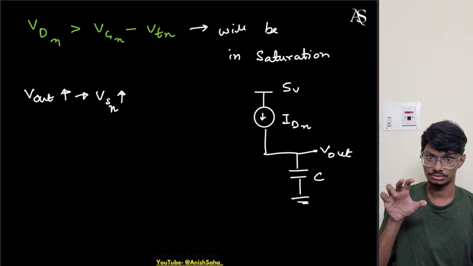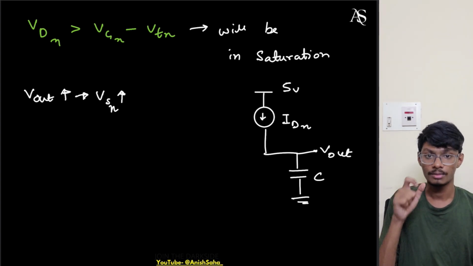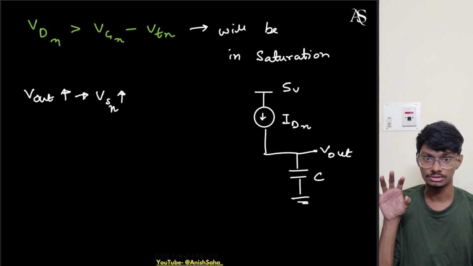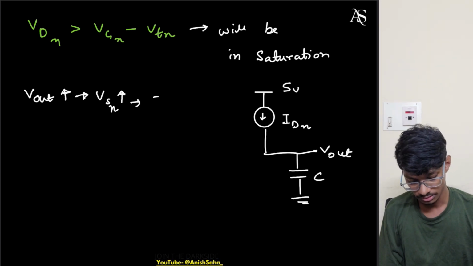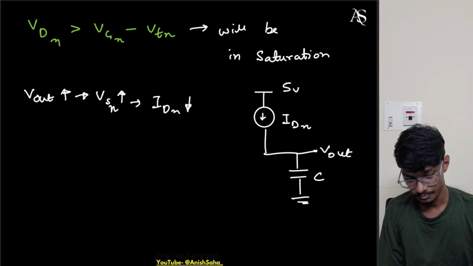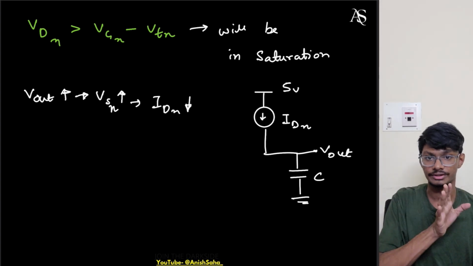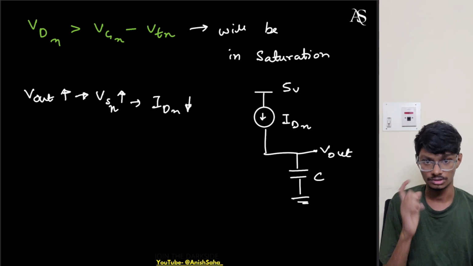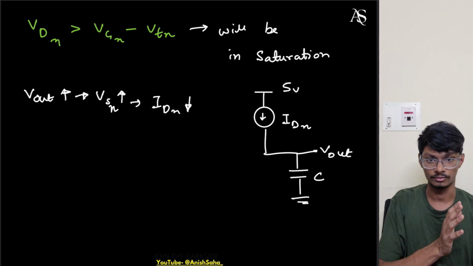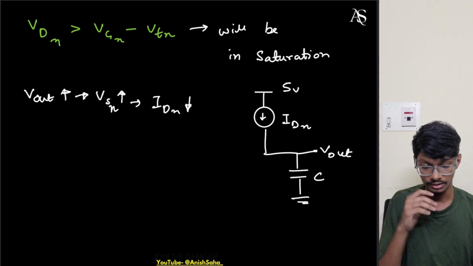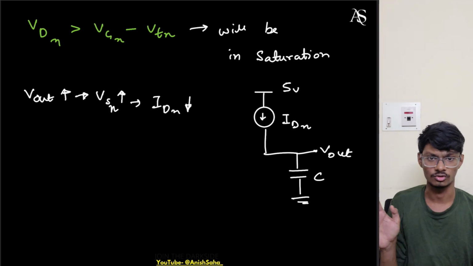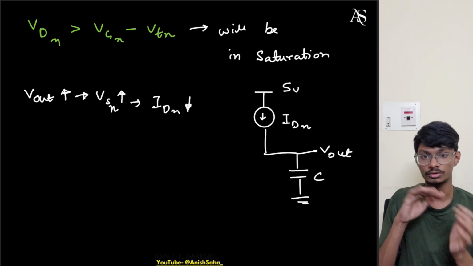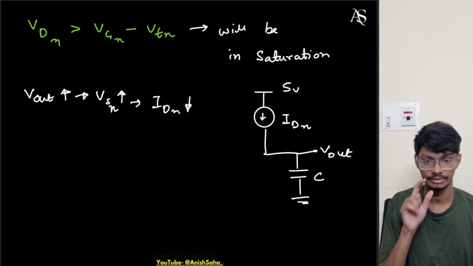The rate at which this will charge will reduce. Why? Because remember the current equation, it is VGS minus VT whole square. So VGS is reducing, so the current will also reduce, so this IDN will also reduce. So the rate at which it will charge will reduce, but obviously it will charge to its steady state value only. What will it get charged to? For that we have to go to the steady state value.